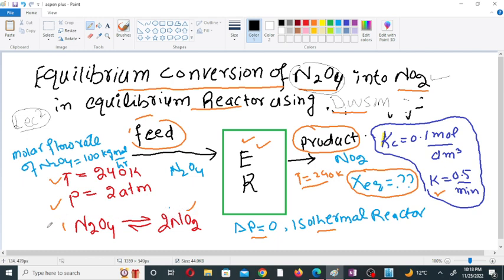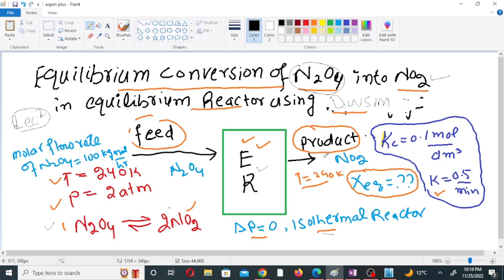This is an equilibrium reaction. 1 mole of dinitrogen tetroxide gives us 2 moles of nitrogen dioxide, and this is the equilibrium reaction between nitrogen tetroxide and nitrogen dioxide. The feed consists of pure dinitrogen tetroxide. The temperature of the feed is 240 Kelvin and the pressure of the feed stream is 2 atmospheric pressure. This is the equilibrium reactor. The pressure drop across the reactor is 0, and this is an isothermal reactor.